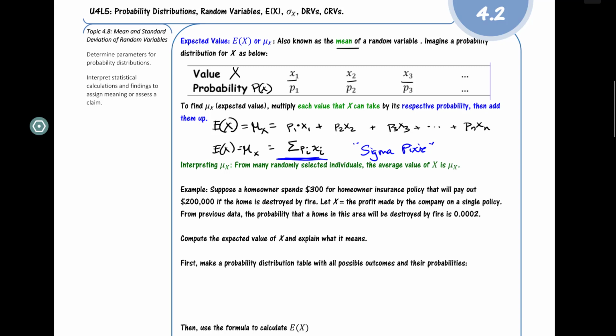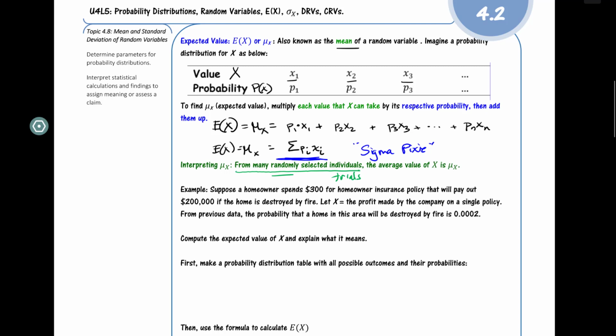You can't just say the average number of heads. You have to reference it as, in many randomly selected individuals or many randomly conducted trials of some chance process, the average value is this.